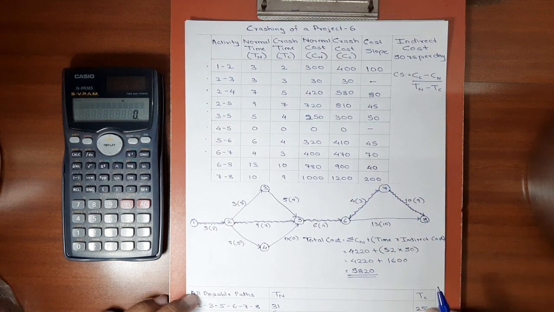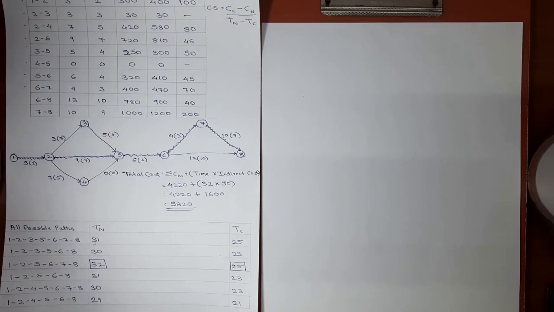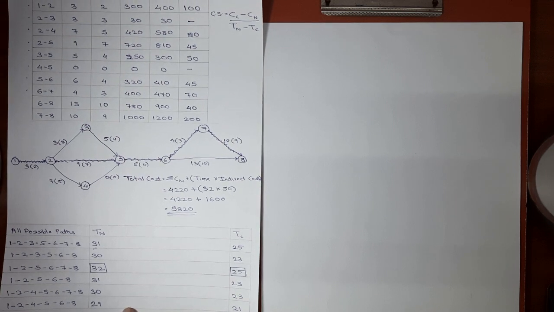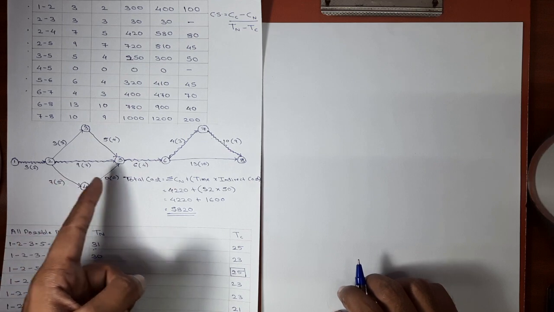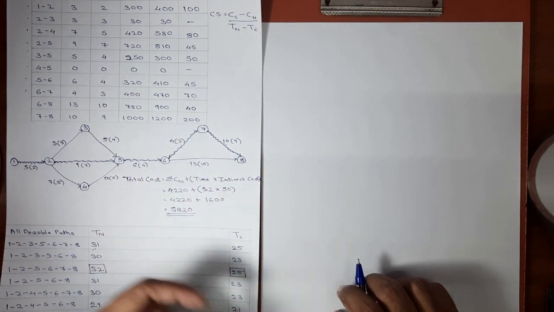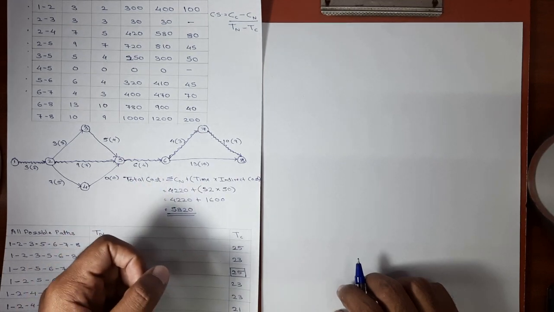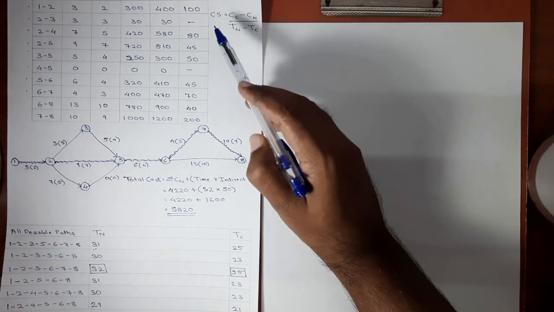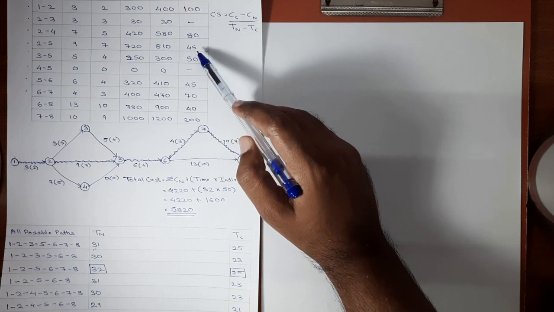Now we'll be proceeding for crashing. Now we'll start with the crashing. The rule of crashing is we have to crash that activity on the critical path which has the least cost slope. Our critical path is 1, 2, 5, 6, 7, 8. So we'll be crashing that activity which has minimum cost slope. For 1, 2, the cost slope is 100. For 2, 5, the cost slope is 45.